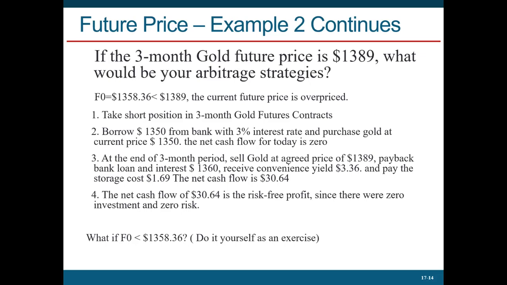This combination has, first of all, a short position in a futures contract. Second, you owe the bank $13.50 with 3% interest, right? And also you have a physical asset of gold. I mean, this is like a portfolio. And when you get into this portfolio, your total expenditure is zero in terms of cash flow, right?